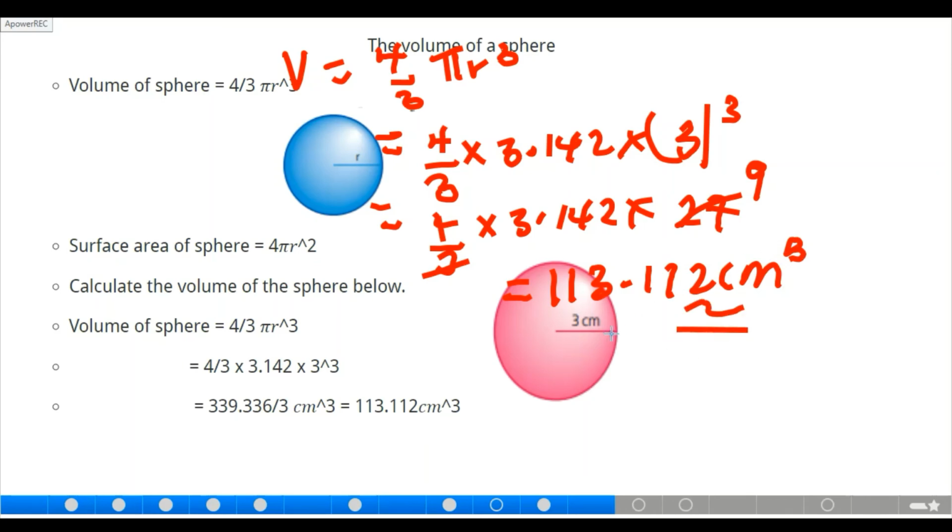So if we approximate it to 3 significant figures, this is 3 decimal places. So in 3 significant figures, it's going to be 113.1 centimeter cube. And that is the solution for that given question.